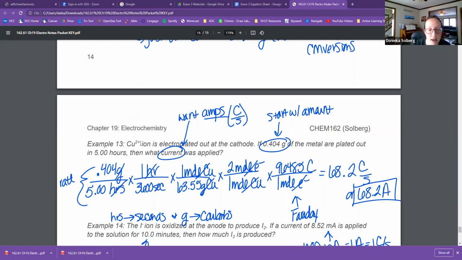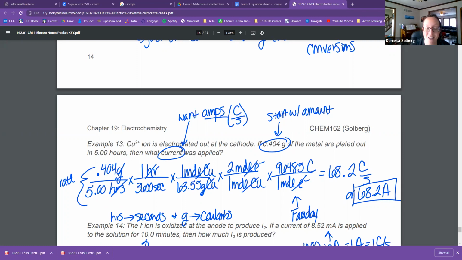I've got copper. Okay, I'm trying to turn it into copper solid. I have 0.404 grams is what I made. Now this is an amount. So if you have a certain amount, that's what you should start with. That's the easiest thing to start with. And I did it in a certain amount of time. So in 5 hours, I made 0.404 grams. So what I did is I actually started with that as a ratio, how much I made per 5 hours. So 0.404 grams over 5 hours. Okay, so that was like the rate at which it was made.